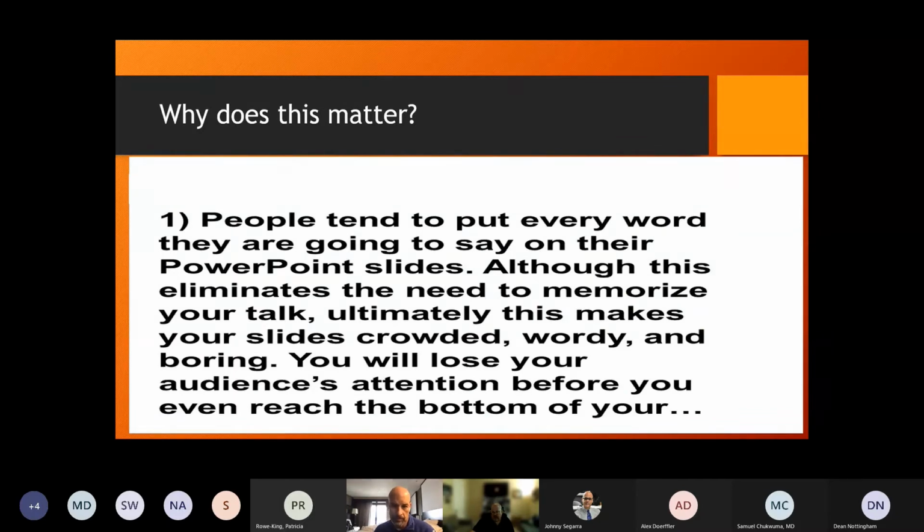So why does this matter? Well, people tend to put every word they're going to say on their PowerPoint slides. Although this eliminates the need to memorize your talk, ultimately this makes your slides crowded, wordy, and boring. You'll probably also start talking like this. You'll lose your audience's attention before you even reach the bottom of your slide.